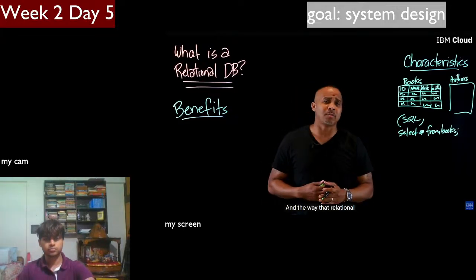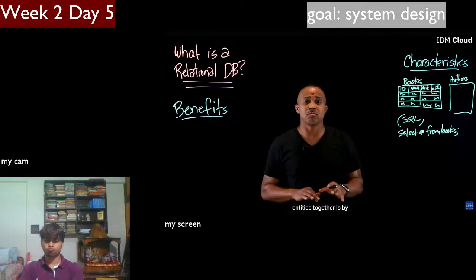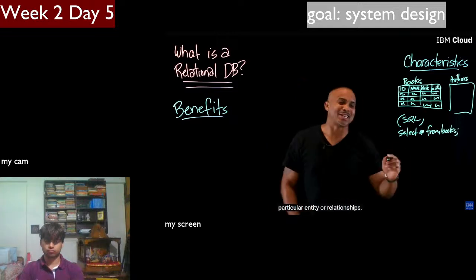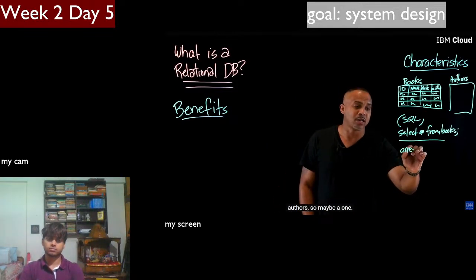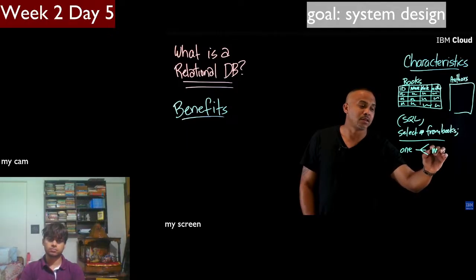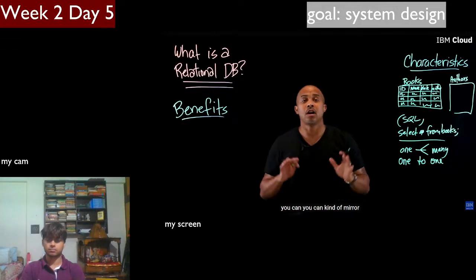The way that relational databases can really provide the structure of relating these two entities together is by describing them through particular entity relationships. You have one that you'll hear about where books can have multiple authors, so maybe a one to many. You can have a 1 to 1. And these are just a couple of relationships you can mirror within the database system.